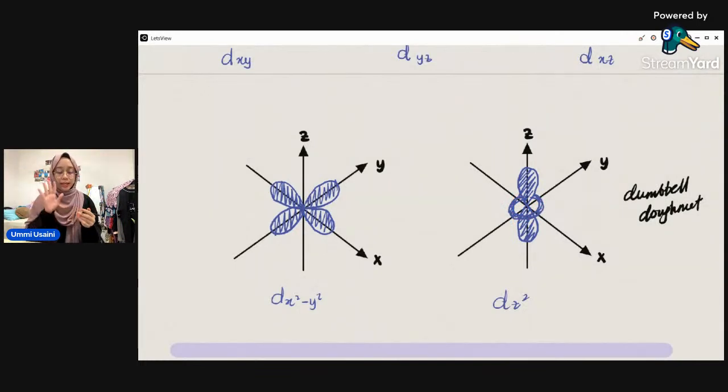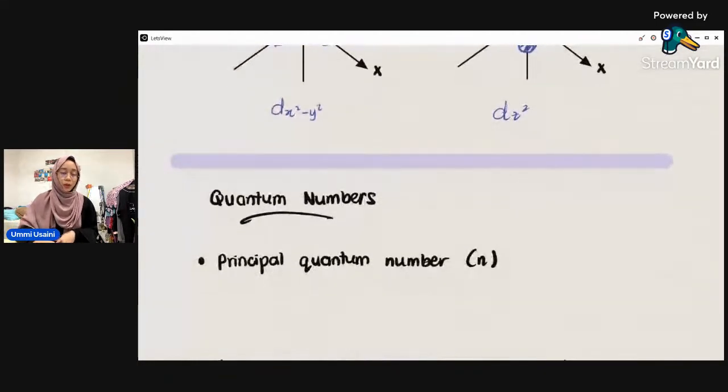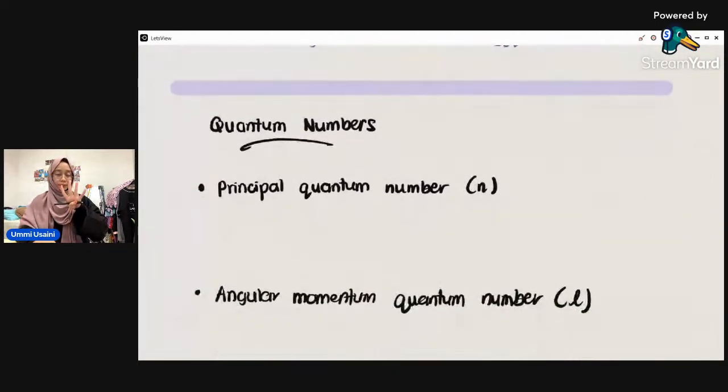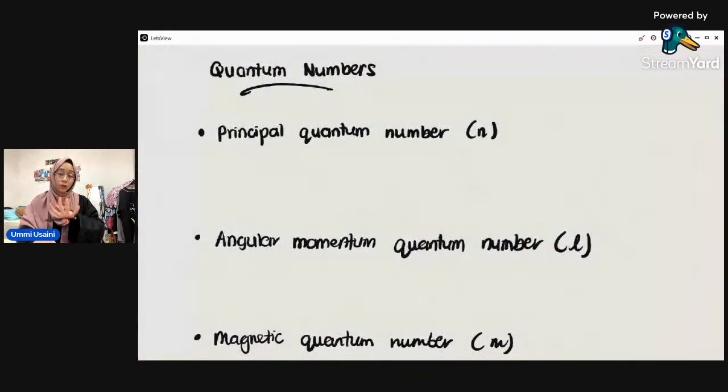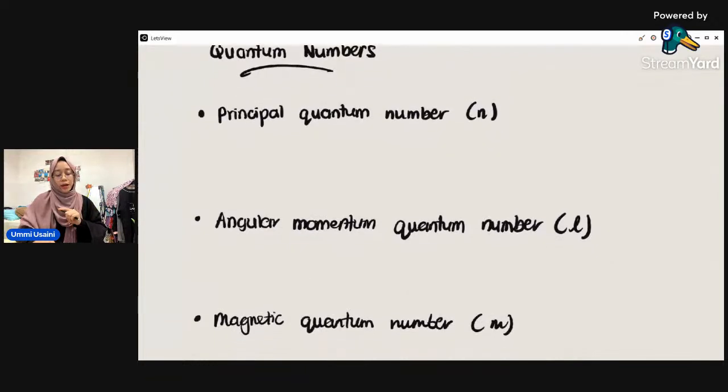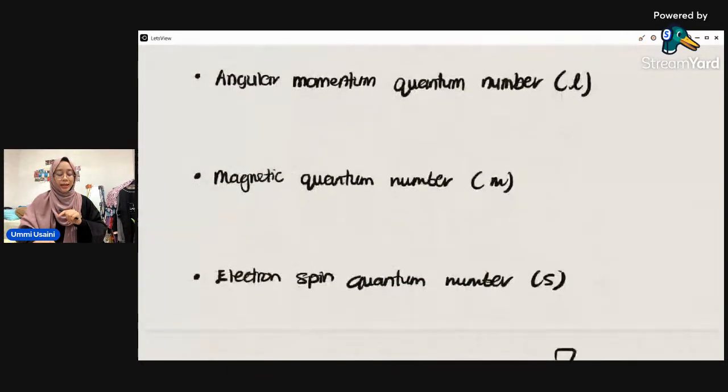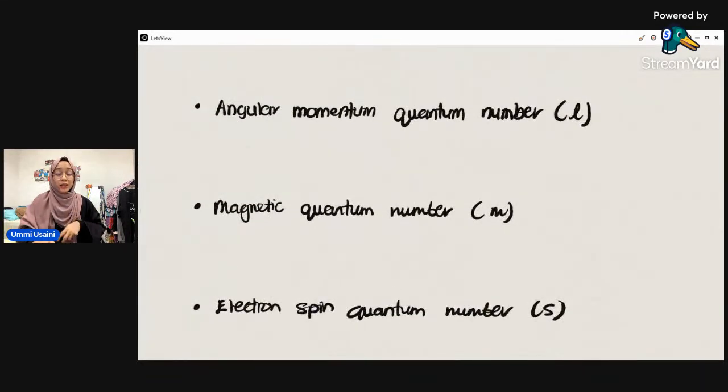Okay, so untuk D orbital dia ada 5. So kenapa 5? Macam mana dapat 5? So sebab dia ada 5 orientation. How do we know dia ada 5 orientation? Okay, so let's revise a bit on the quantum number. Okay, so quantum number terbahagi kepada 4. Okay, so we have principal quantum number, we have angular momentum quantum number, we have magnetic quantum number, and lastly, we have electron spin quantum number.